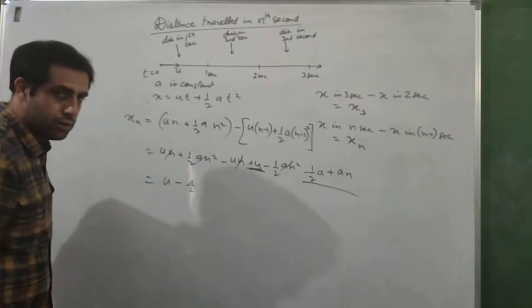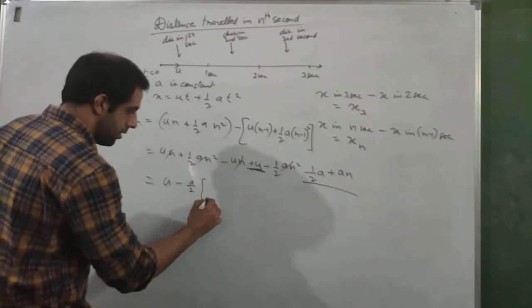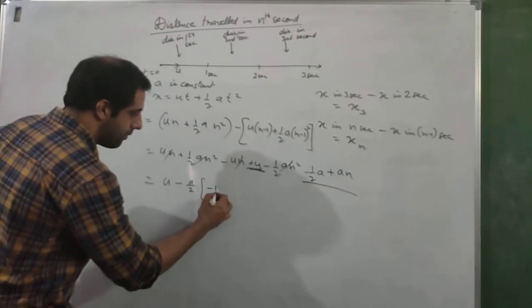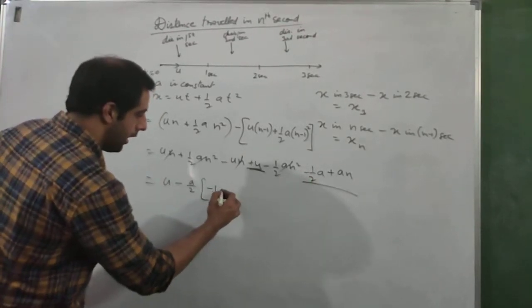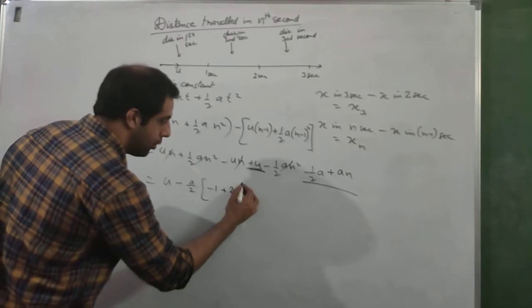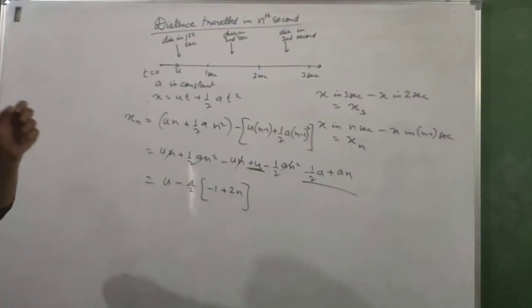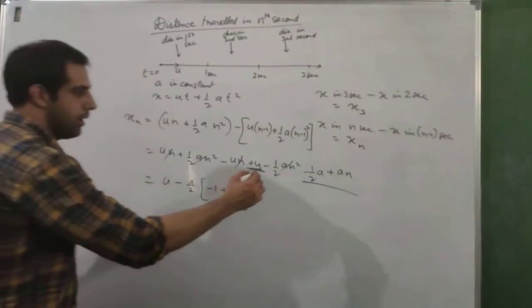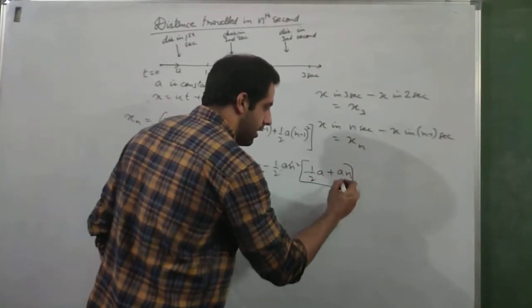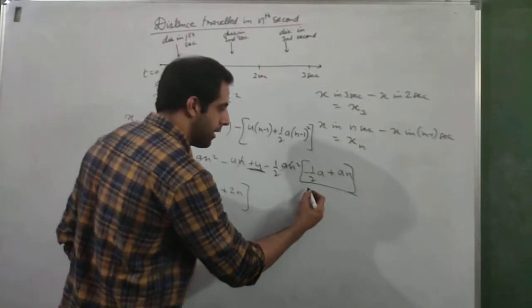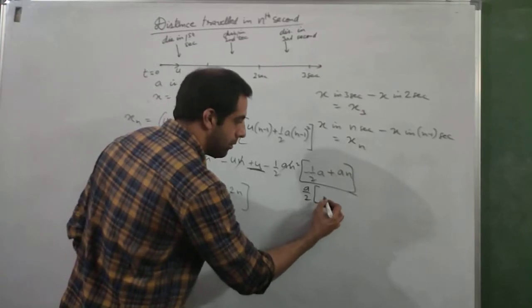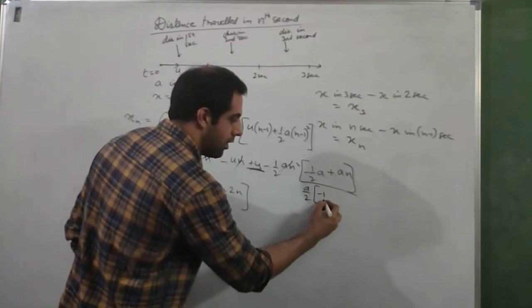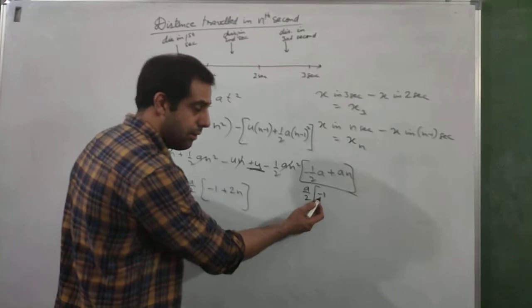If I take a by 2 common, then what will we get? We'll get minus 1 from here and we'll get plus 2n. Try to understand this step. This is the term that we have. I am taking a by 2 common out of this. So inside the bracket it will be minus 1.